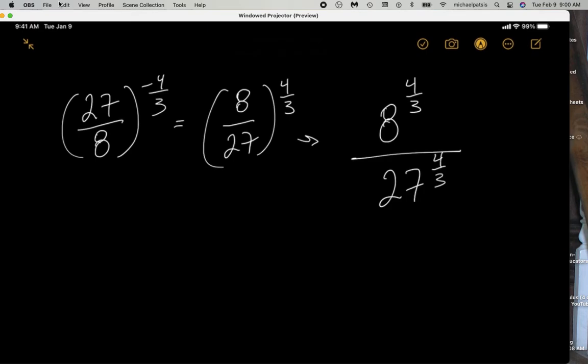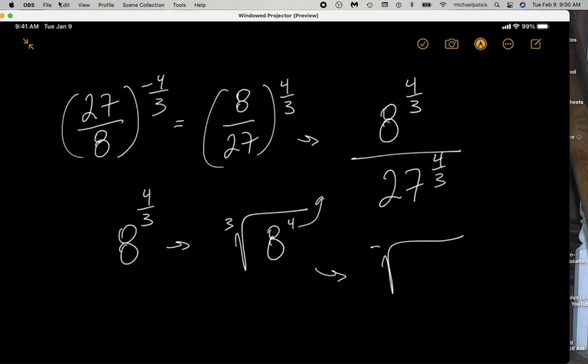Okay, let's take them one at a time. Let's take 8 to the 4/3. What does this mean? It's the cube root of 8 raised to the 4th. We flip that up and add parentheses. This becomes the cube root of 8 raised to the 4th power.